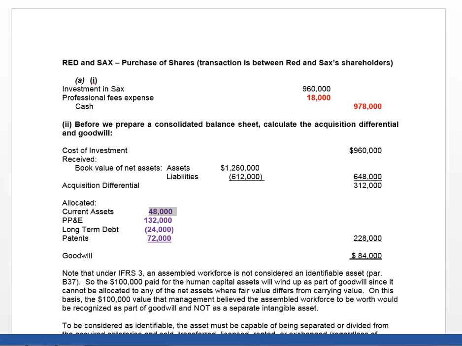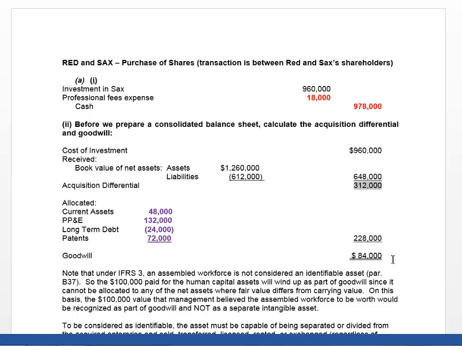We can see that the carrying value or book value is assets less liabilities. So the carrying value of the net assets is assets less liabilities as they sit on Saks' books. Well, the assets total $1.26 million, the liabilities total $612,000. So the difference between assets and liabilities, or the book value of those net assets, is $648,000. So the acquisition differential is the difference between what you paid for the investment and the carrying value of what you got in return for that investment. And that's $312,000.